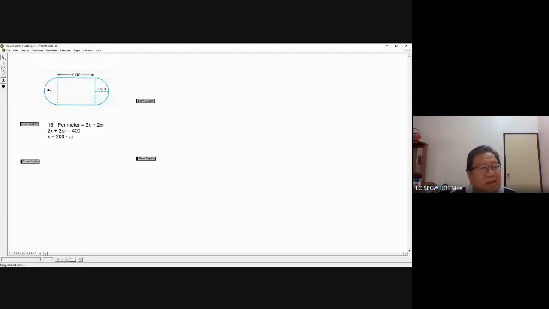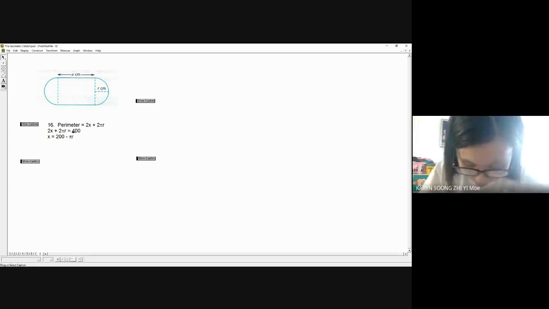Now, this is a semicircle, and this is a semicircle. The two semicircles join together to form a full circle, and the perimeter is actually the circumference. So we have 2 pi r here. This part and this part is 2 pi r. Then the x at the top and the x at the bottom make up 2x. So the perimeter of this field is 2x plus 2 pi r, and they tell you the perimeter is 400.